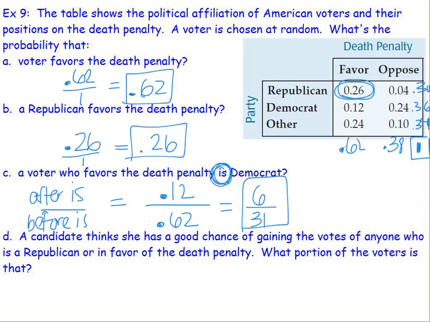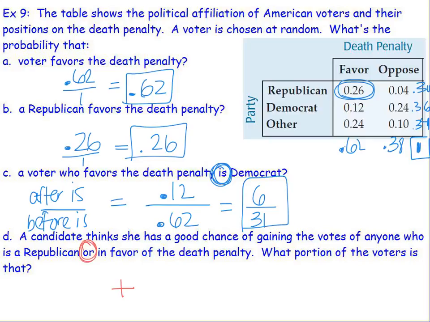Final part of this question, and then we have a couple more examples to go. A candidate thinks she has a good chance of gaining the votes of anyone who is a Republican or in favor of the death penalty. What portion of the voters is that? Well, if you notice, we have the word or. We've seen the word or before. We know that or means add. So we're simply adding the portion that is Republican, and then we're also adding to it the portion that favored the death penalty.